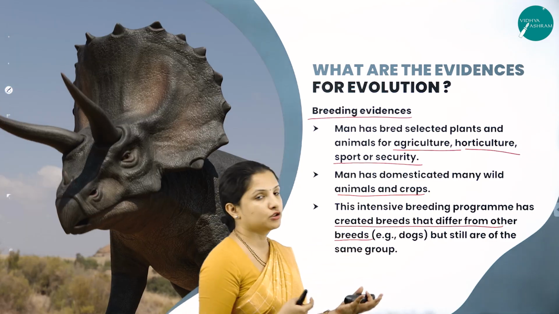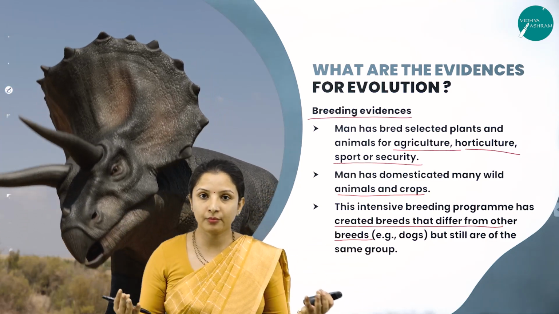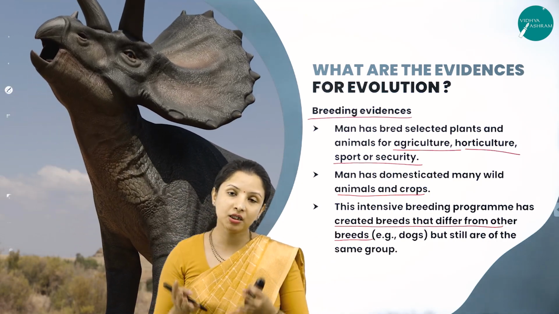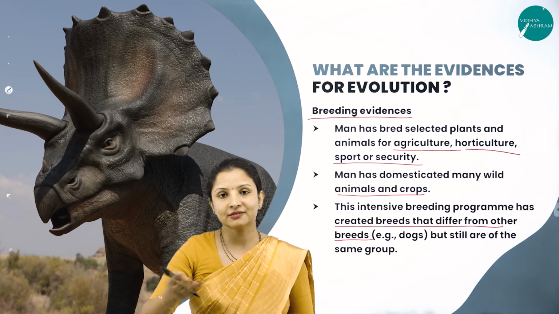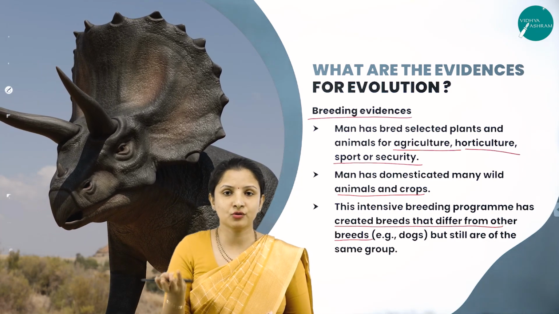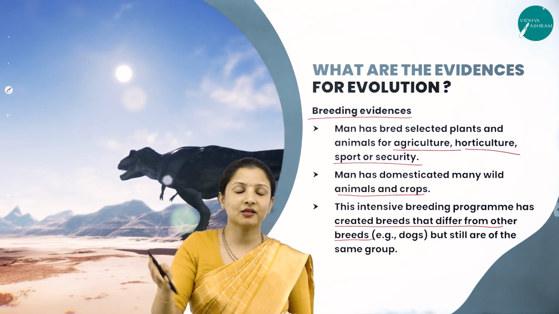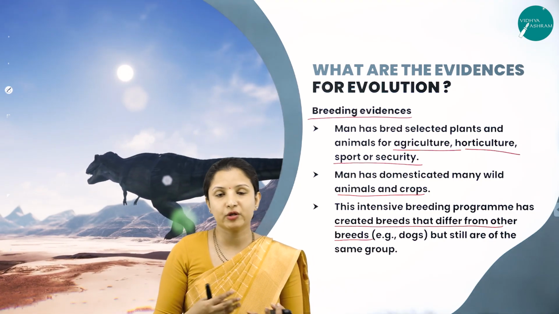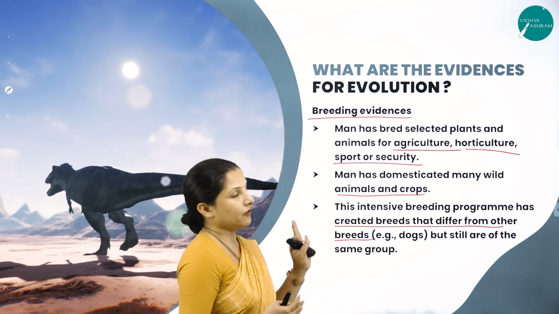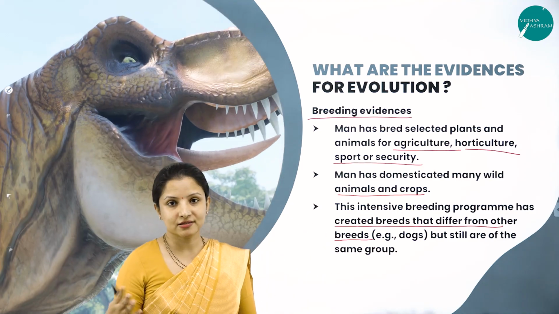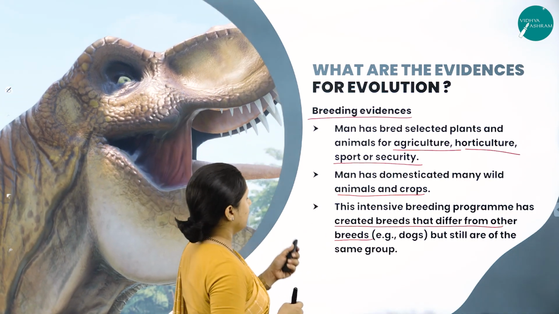Or say for example, dogs. Now we have n number of dog breeds, but earlier there were the original dog breeds, for example the dingo, that is the street dogs that you find everywhere. So the other dog breeds that are there might have evolved from the dingoes itself because of breeding programs and all that, right? So therefore, breeding evidence also to a larger extent supports the theory of evolution.